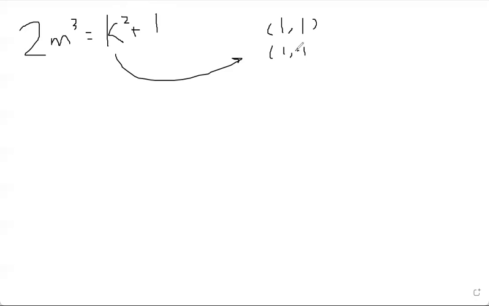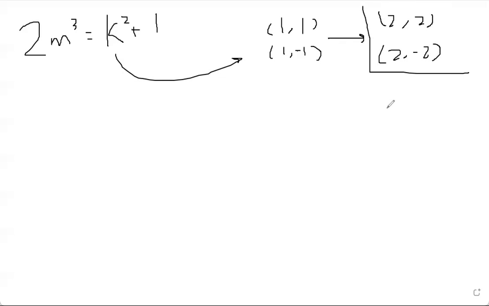Now, what do these solutions correspond to? Well, don't forget, m and k are just half of x and y. So that means these translate to 2, comma 2, and 2, comma negative 2, respectively. And there we go. Our first trivial solutions, well, trivial-ish solutions have been found. Now we just need to solve the other case to find our final solutions.